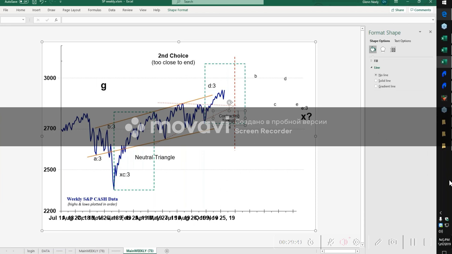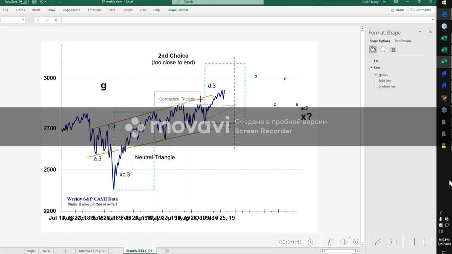Some of you have asked about the difference between limiting and non-limiting. A non-limiting triangle is a triangle that is not a B wave and not a fourth wave. It happens at the end of patterns, or it happens as an X wave in a pattern.